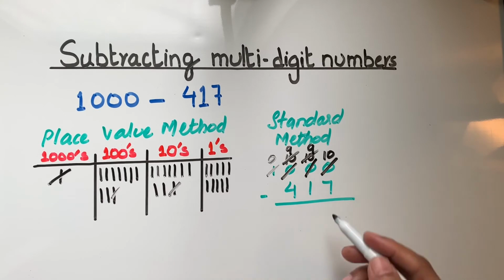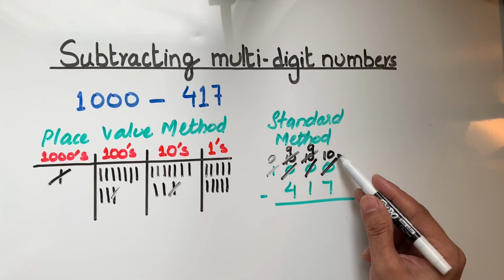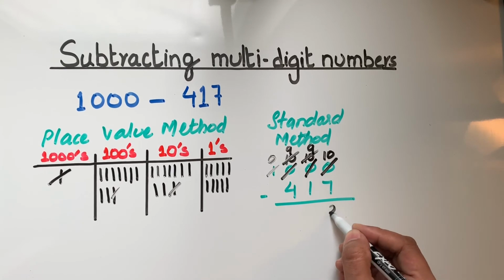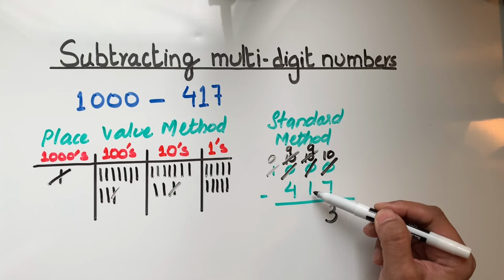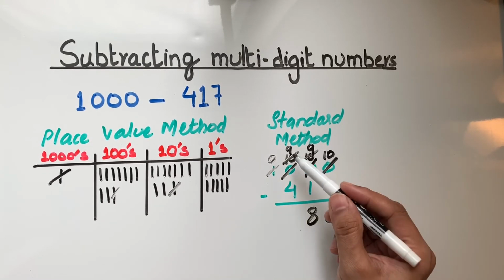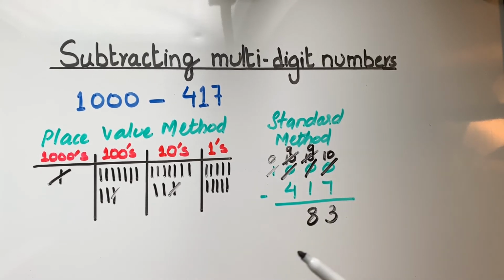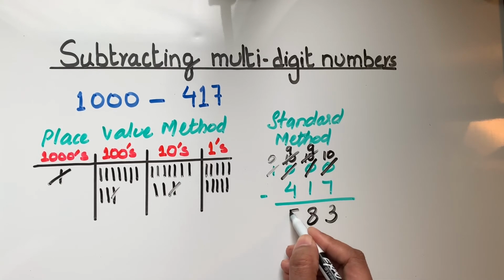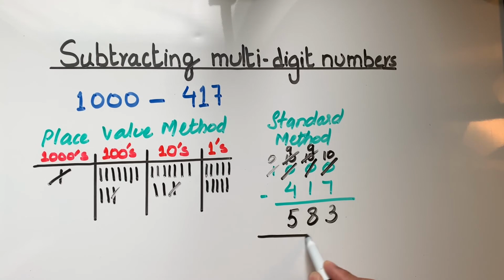Now it's easy to solve this problem. Now we are ready to subtract. We'll start from our right side. We have to subtract 7 from 10. 10 minus 7 will be 3. 9 minus 1, 9 tens minus 1 ten, will be 8 tens. In the hundreds place, we have 9 hundreds minus 4 hundreds. The answer will be 5 hundreds. And in the thousands place, we have nothing. So this is the answer.